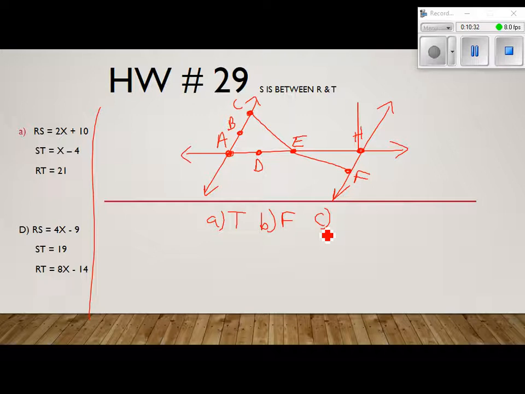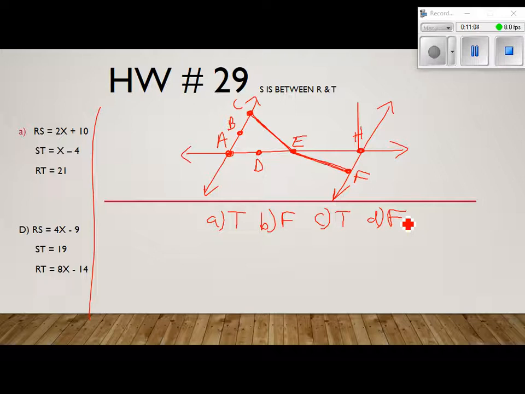D is between A and H. Is that between A and H? And D, E is between C and F. False. Because what's true about this? Is that a line? No. It's got a little crook in it, right? Other questions?